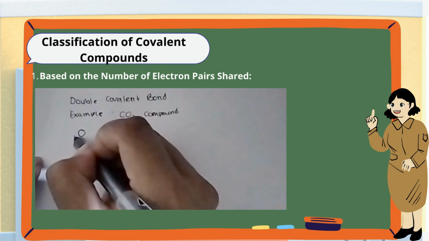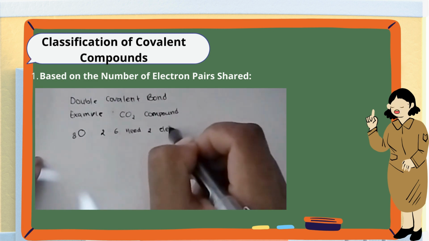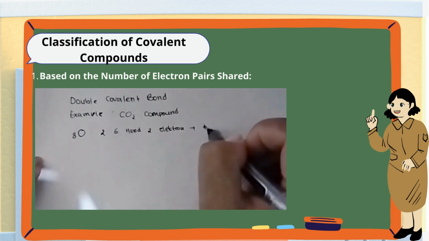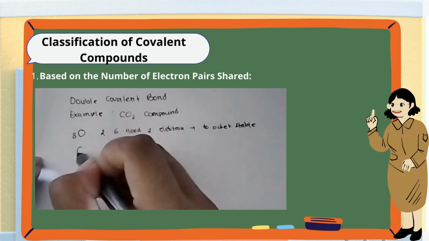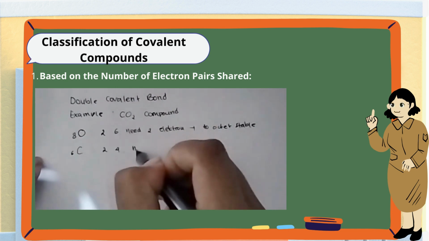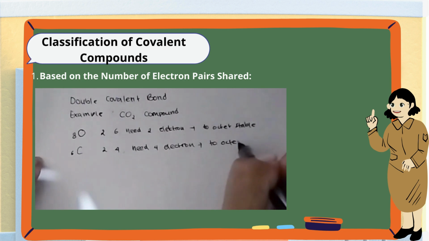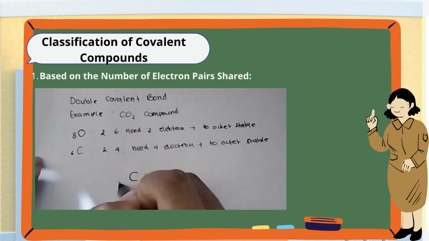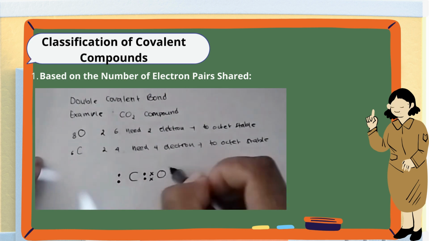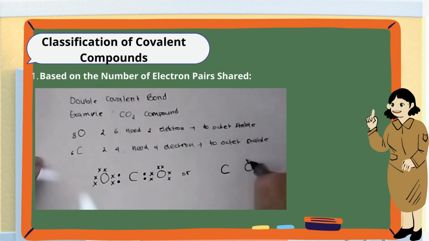The atomic number of oxygen is 8, so the valence electron is 6. It means that oxygen needs 2 electrons to achieve the stable octet, while carbon atomic number is 6, so the valence electron is 4. It means that carbon needs 4 electrons to achieve the stable octet. So the Lewis structure and double covalent bonds of the CO2 compound we can see in the picture.